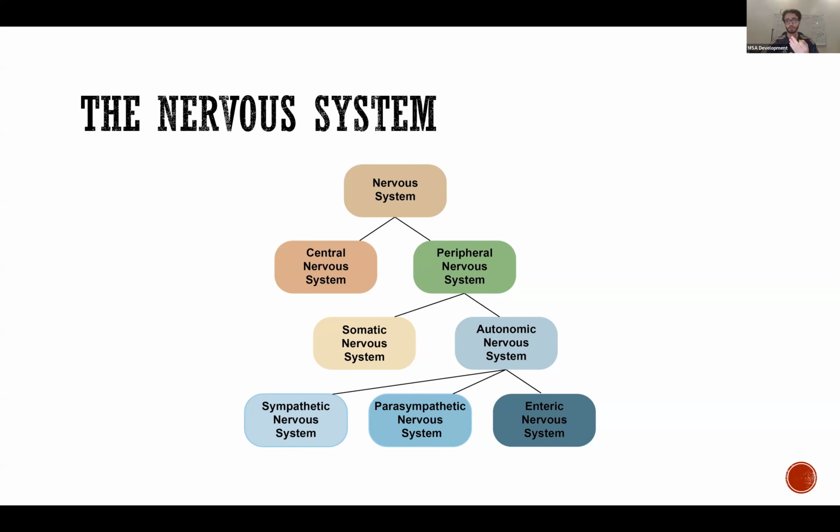We have three branches for this autonomic nervous system. We will focus on only two of them today, which are the sympathetic nervous system and the parasympathetic nervous system. The enteric nervous system, you will take it later, but it's basically a branch of the parasympathetic nervous system, but you do not have to worry about it for now.